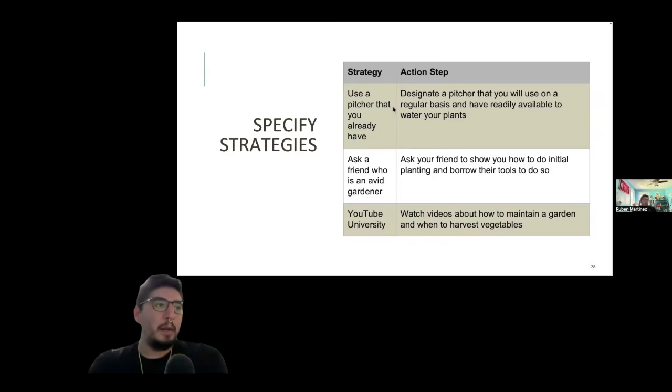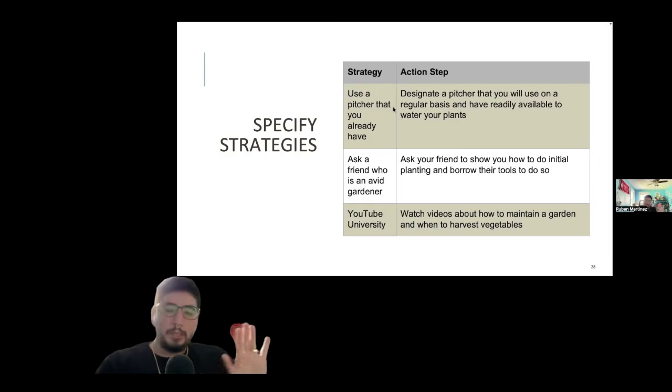Okay, so this is just some examples of specifying strategies for that same example that we had before, which was barriers to starting a garden. So using a picture that you already have. So in this case, our action step would be that we designate a pitcher that we'll use on a regular basis and have readily available to water your plants. And this was to address the barrier that we didn't have a hose, right? Okay, I'm not going to go through this. You can pause and rewatch this if you'd like.